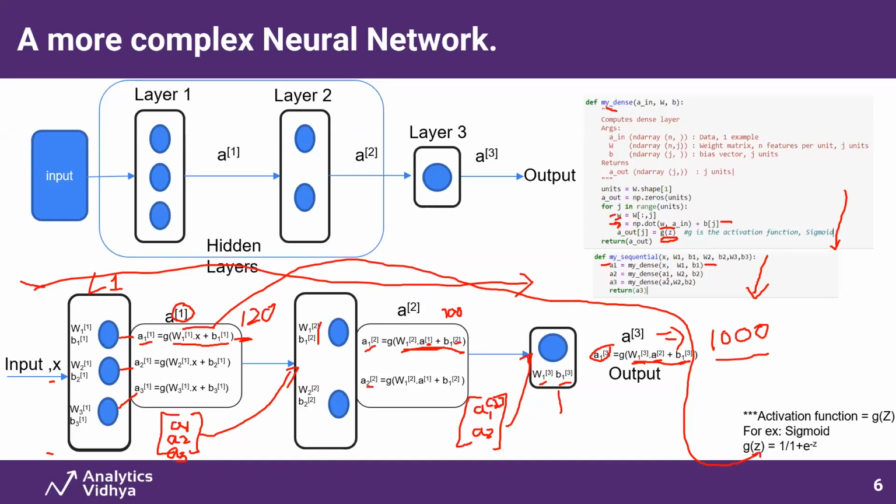A1 then becomes the input to the next call, right? And similarly, A2 comes as an output of this layer we saw here, and then A2 becomes an input to the next layer, that is our third layer. And in the end, A3 becomes our output, right? So we saw here how a complex neural network works. At a very basic level, this is how a neural network operates.